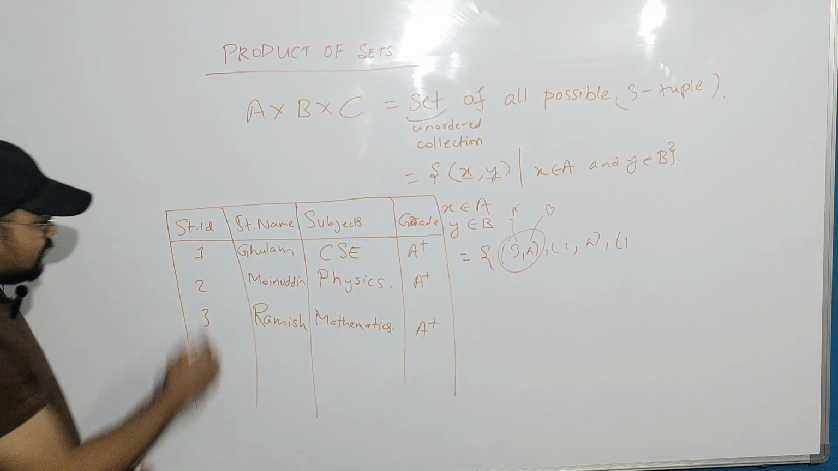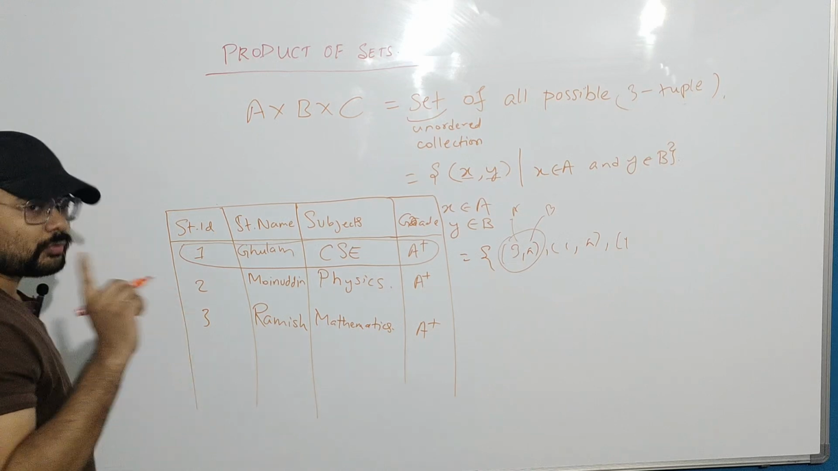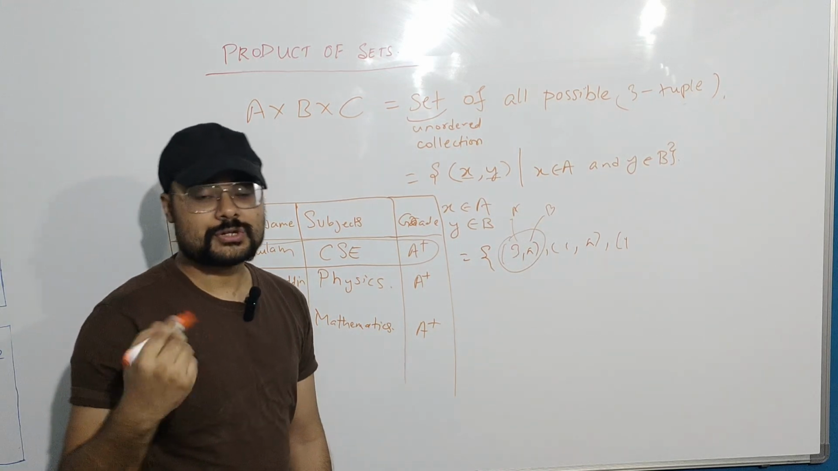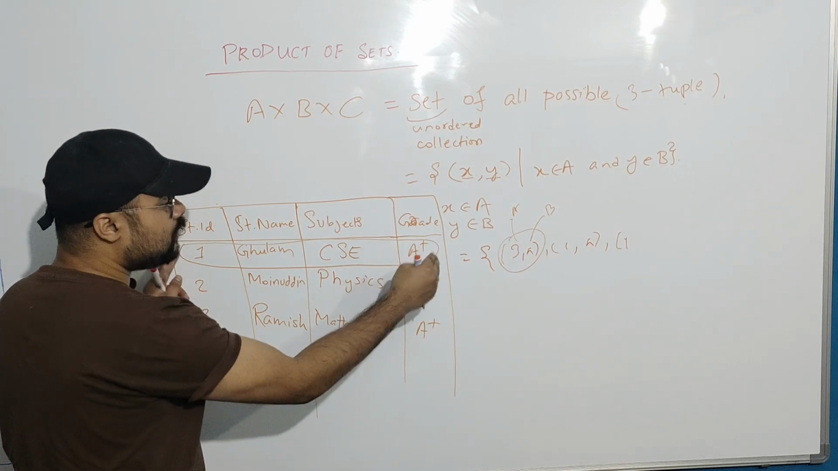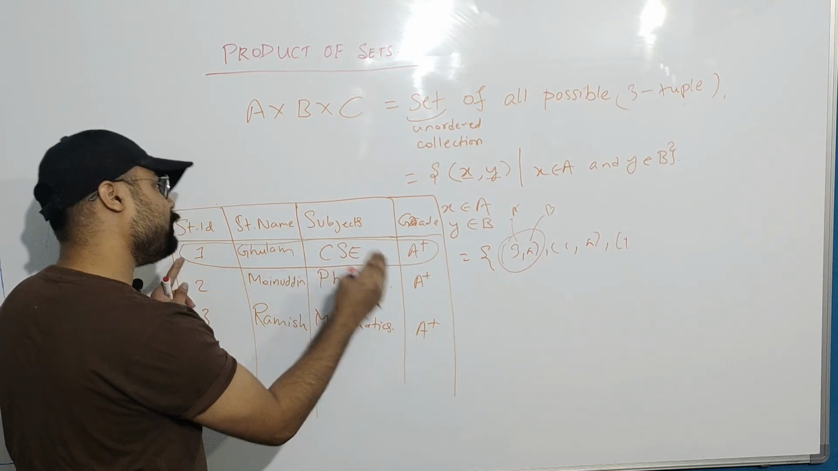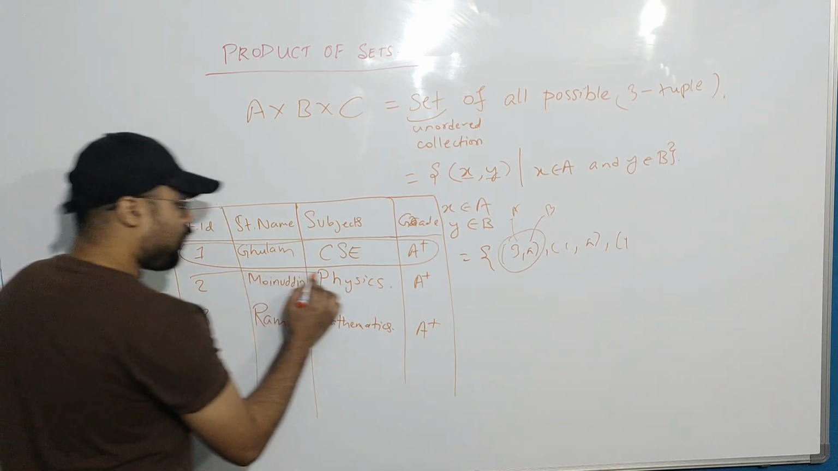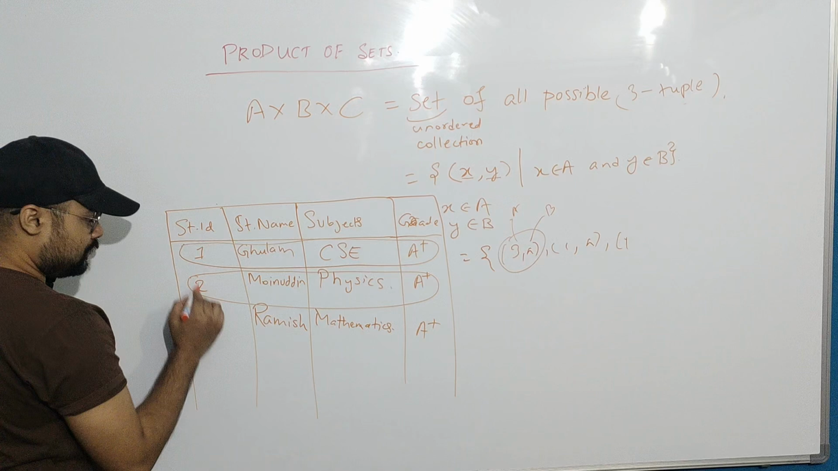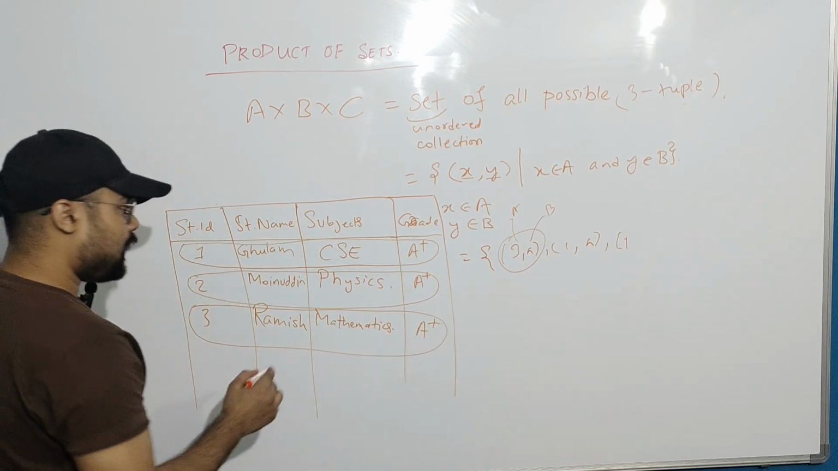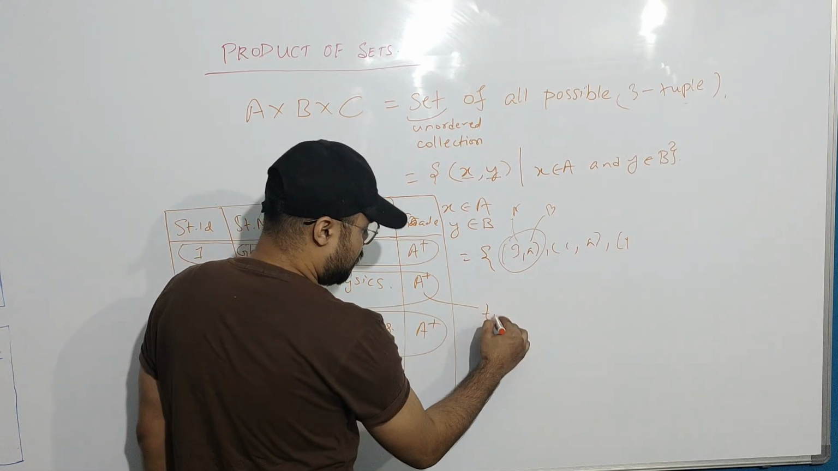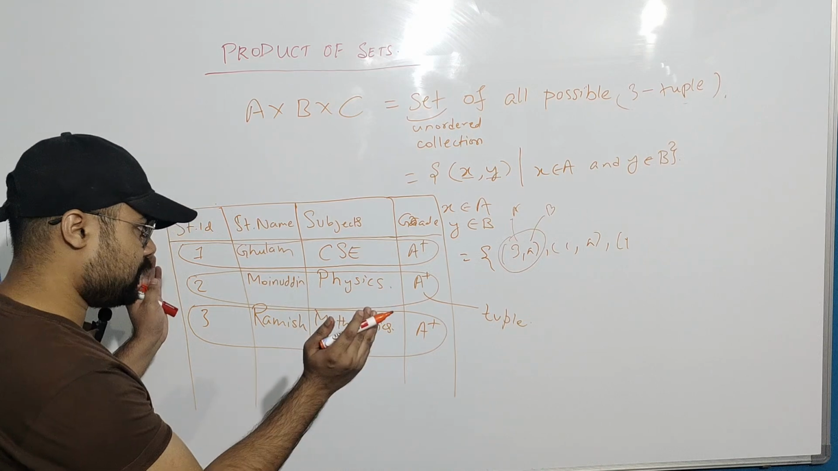So in this case, each row is information about one entity, which is a student. One row contains all the information about Gulam, the second row consists of all the information about Moinuddin, and the third row consists of all the information about Ramesh. Each row is called a tuple because it's an ordered quantity.